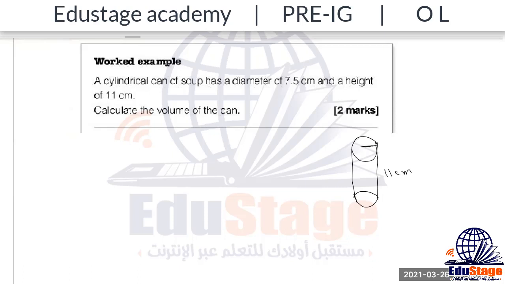So the height here is 11. The radius, he said the diameter. See, the diameter. So the radius here, Mahmoud, correct also. So here the diameter is 7.5. So the radius is diameter divided by 2 equals 3.75 centimeters. Salma, Muhammad, Mahmoud, thank you. Salma, also thank you for participating.